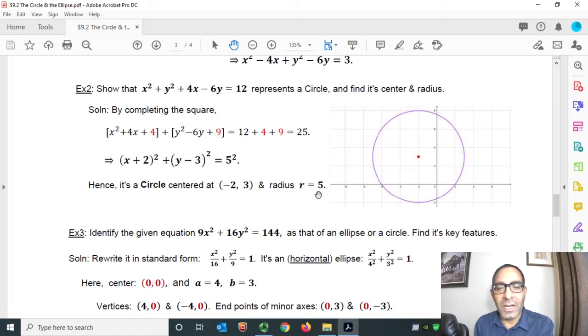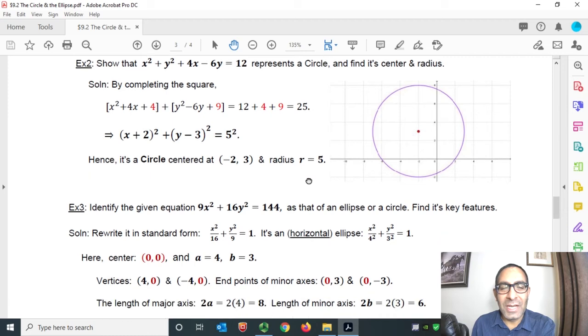And just to visualize, it is here. The center is here at minus 2 and 3, and the radius is this distance here. So from here to here is 3, and then here to here is 2. So 2 plus 3 is 5. So the radius is 5. I hope this makes sense to you all. Now let's move on. Let's do example 3.